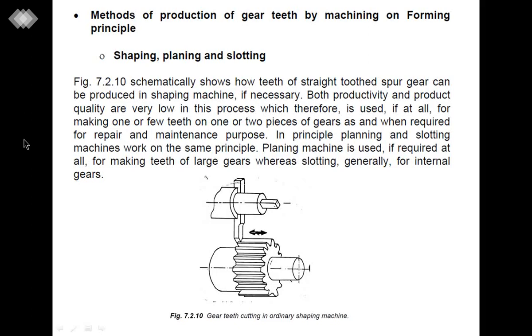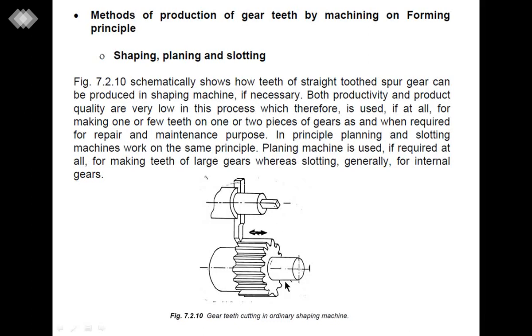In principle, planing and slotting machines are also used for the manufacturing of gears, which have the same principle as the shaping machine. The planing machine is used, if required at all, for making the teeth of large gears, whereas slotting is generally used for internal gear manufacturing.